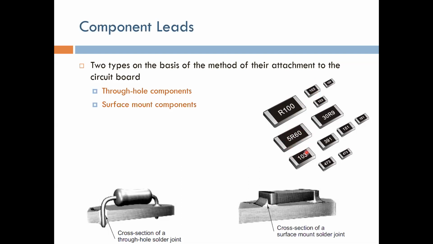How about this? 5R6. 5.6 ohm. Yeah. How about this? 391. 390 ohm. 39 times 10 to the power 1. How about this? 151. 15 times 10 to the power 1. 150. Yeah, 150, okay. If you have, for example, 1R51, then it's 1.51. But if it's just 151 without any R, then it's 15 times 10 to the power 1.